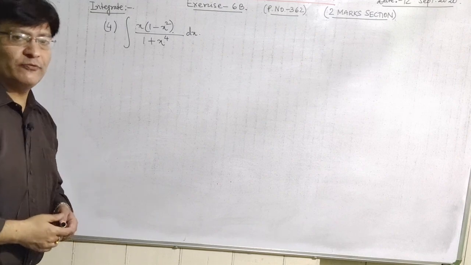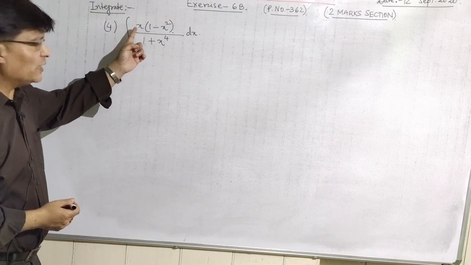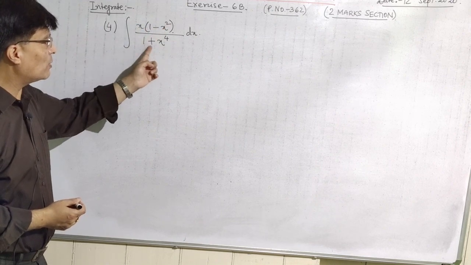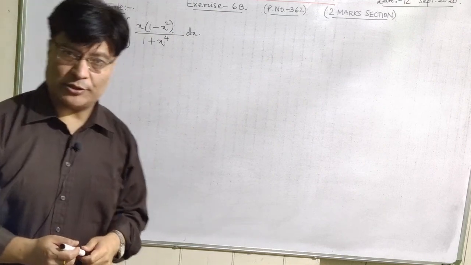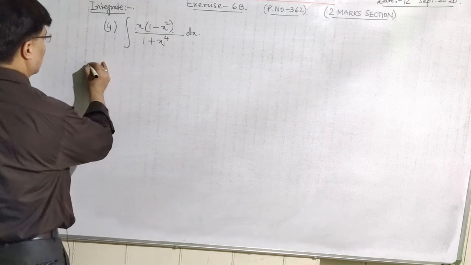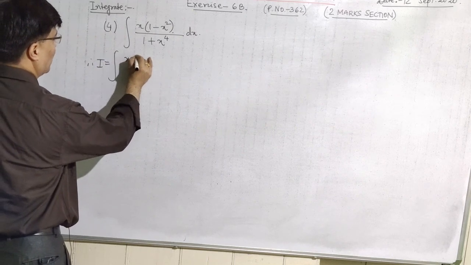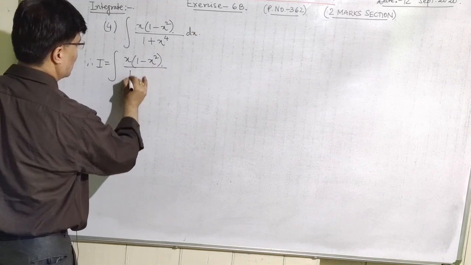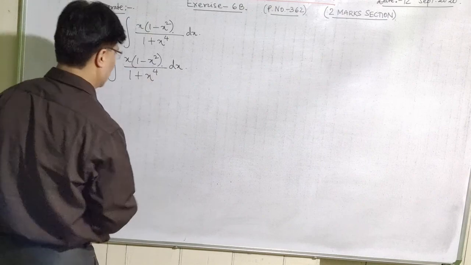Now we'll do question number 4. You have to integrate the integral of x times (1 minus x square) divided by 1 plus x to the power 4 dx. So how will you do this integration? Let us first write I is equal to the integral of x(1 minus x square) divided by 1 plus x to the power 4 dx.